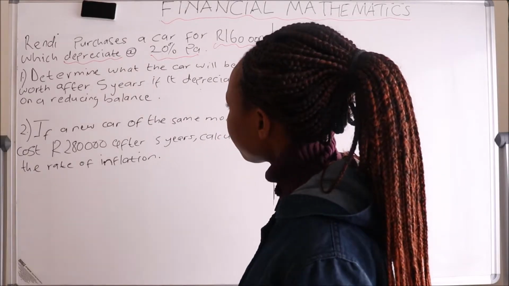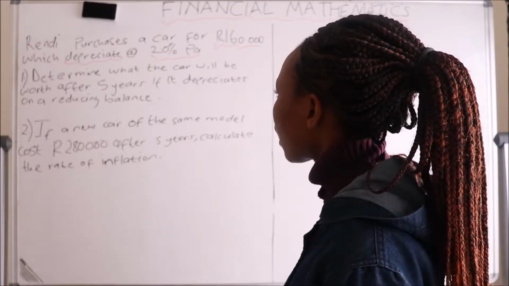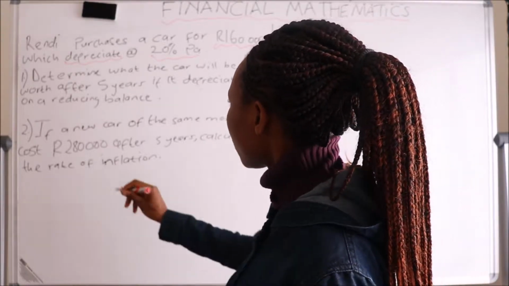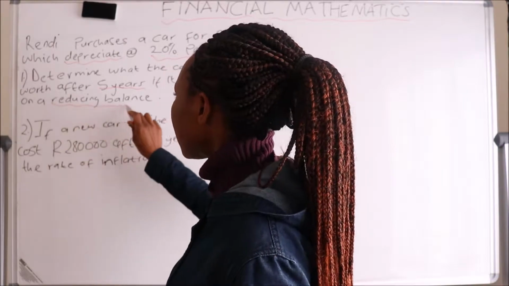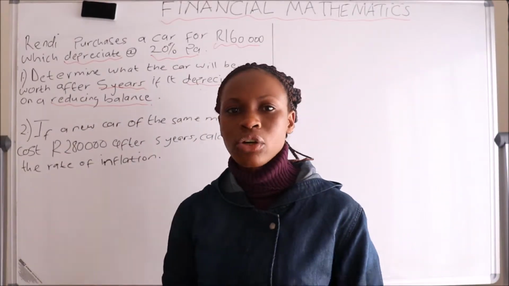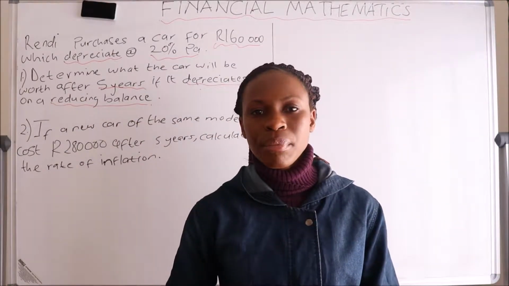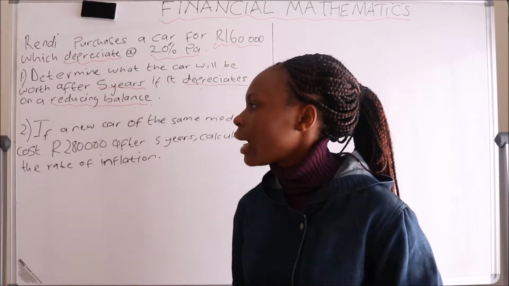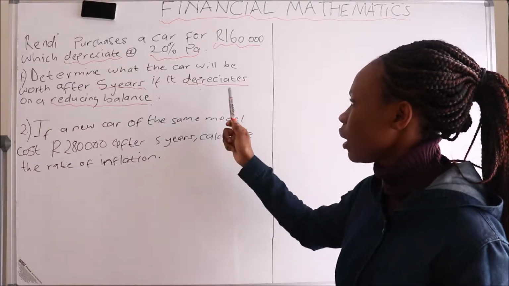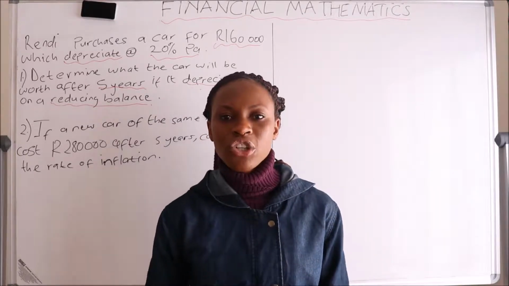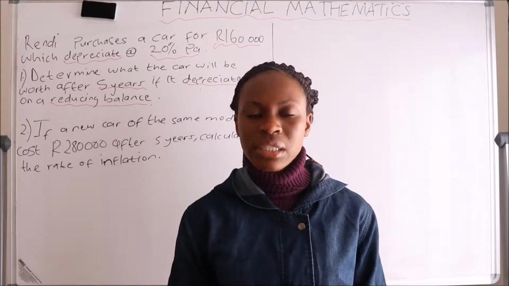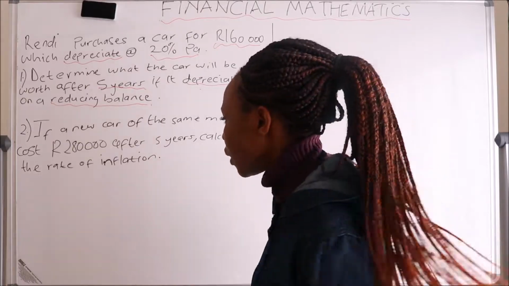The first question says determine what the car will be worth after 5 years if it depreciates on a reducing balance. We know that the method of reducing balance is also called the compound decay method or the compound growth method. In this case, since we have been told that the value of the car will be depreciating, the equation that we'll be using is the one for the compound decay method.